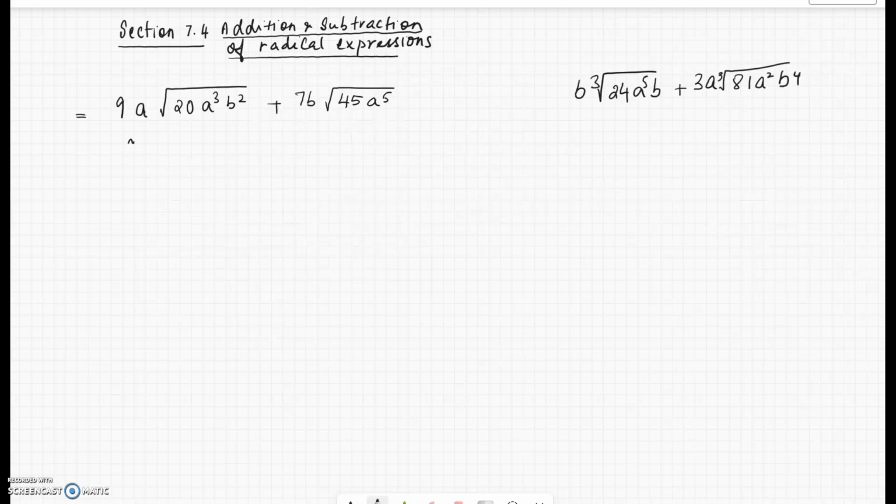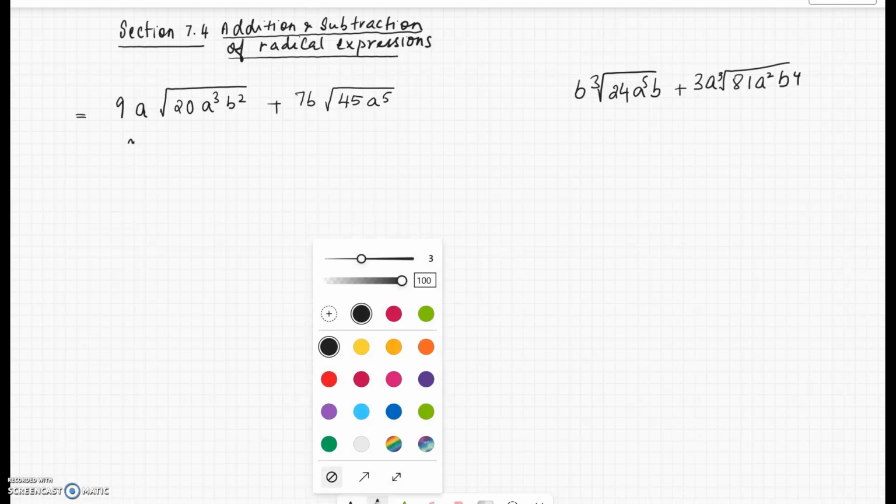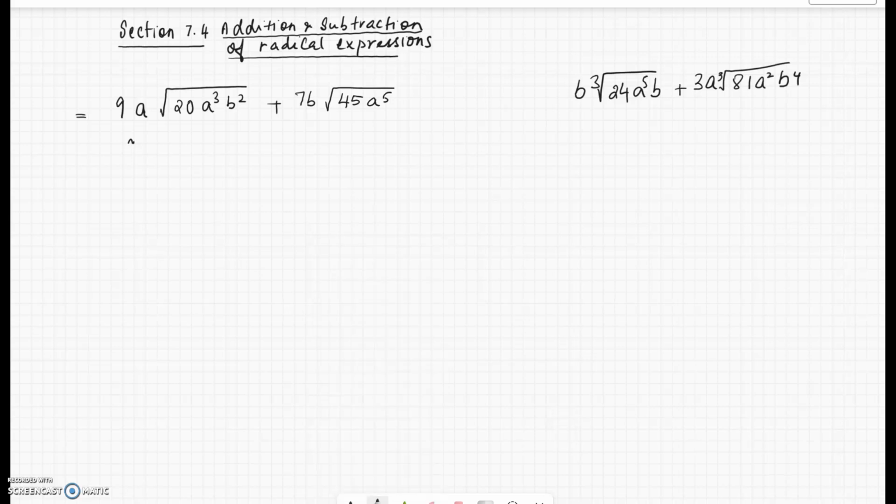So here again, addition and subtraction of radical expressions. The first thing always is to simplify the radical expression completely. And we've done this before, and this is equal to 9a, and we know this is to the half because it's square root of. So I'm going to break down the 20 and I'm going to write it as 5 times 4, which is 2 squared. So that's 5 times 2 squared.